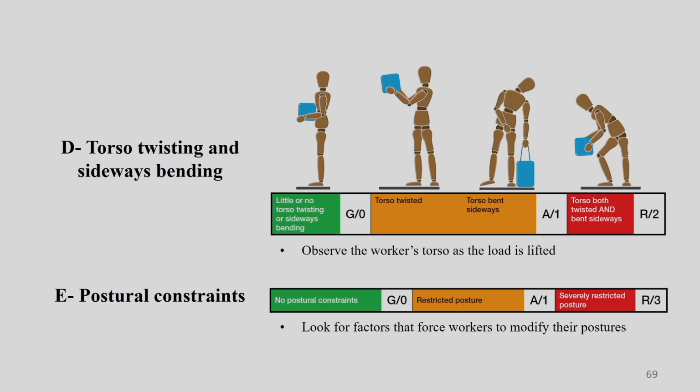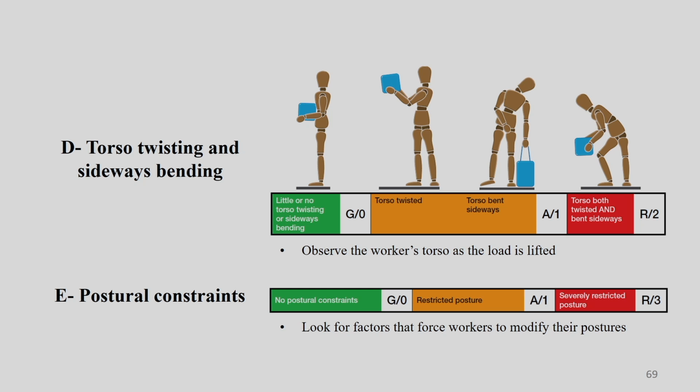Now, the next two factors are torso twisting and sideways bending. Green is little or no torso twisting or sideways bending. So, not much, just a little bit. And for this little bit, there is no definition in degrees, so based on your experience you have to take action. G, that is the green zone, and the value is 0. If the torso is twisted or the torso is bent sideways, for both cases it is amber and the number is 1.